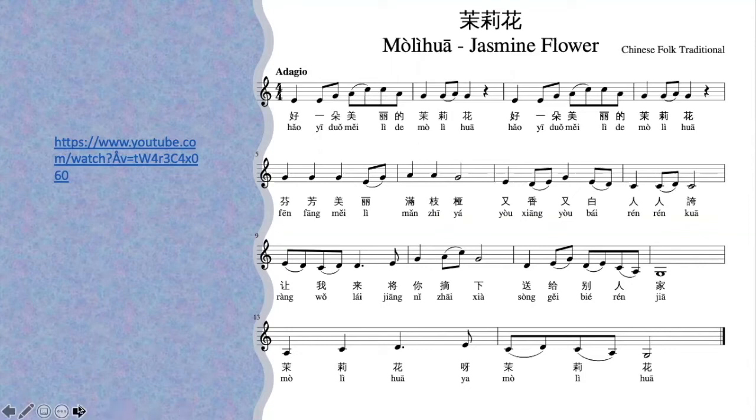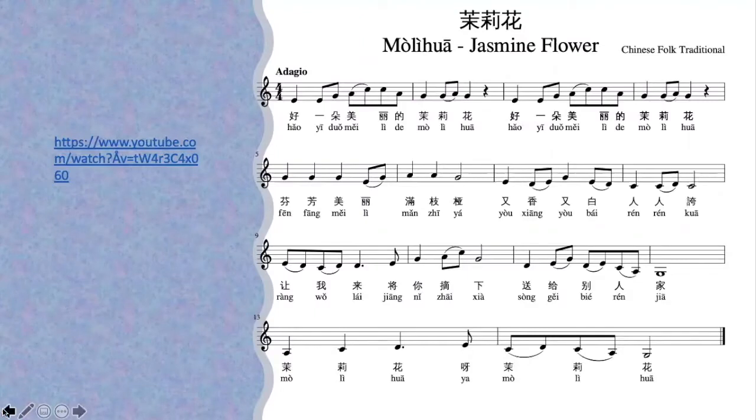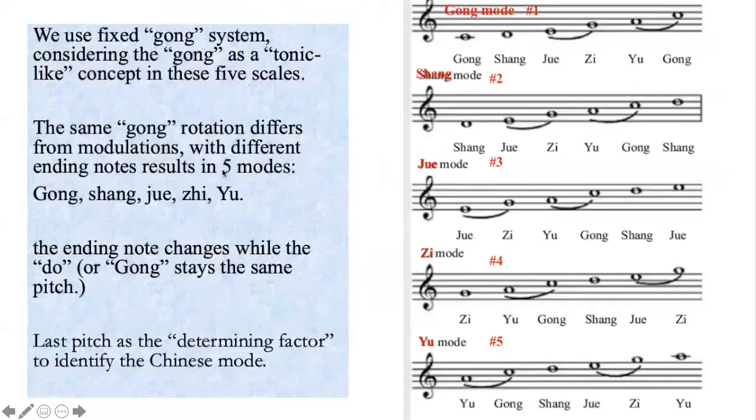All right, why is this important? Why do we have a scale that ends on scale degree 5, which is G, if we see the tonic-like note being C here? I'm going to show you guys the different kinds of Chinese modes, and we will get to know this Jasmine Flower song better. So in Chinese music, we use fixed do system or fixed gong system.